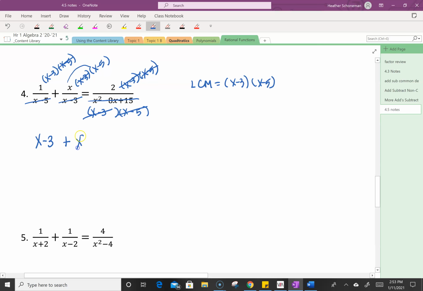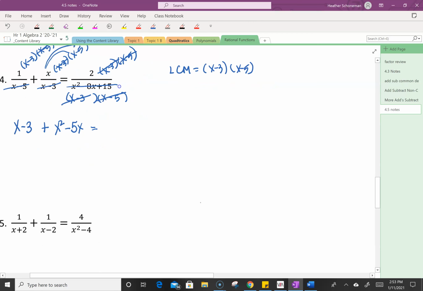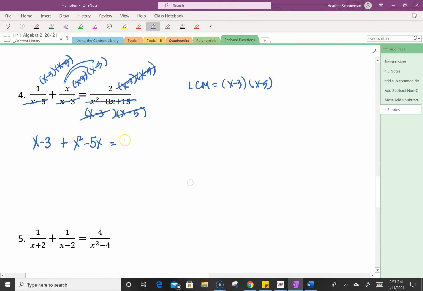So x times x is x squared. X times -5 is -5x. Equals. Over here, I got nothing to multiply the 2 by, so just 2. Combine like terms. So I get x squared, x and -5 is -4x, minus 3 equals 2. Set it equal to 0, factor and solve. I'm going to subtract 2 from both sides. So I get x squared minus 4x minus 5 equals 0.